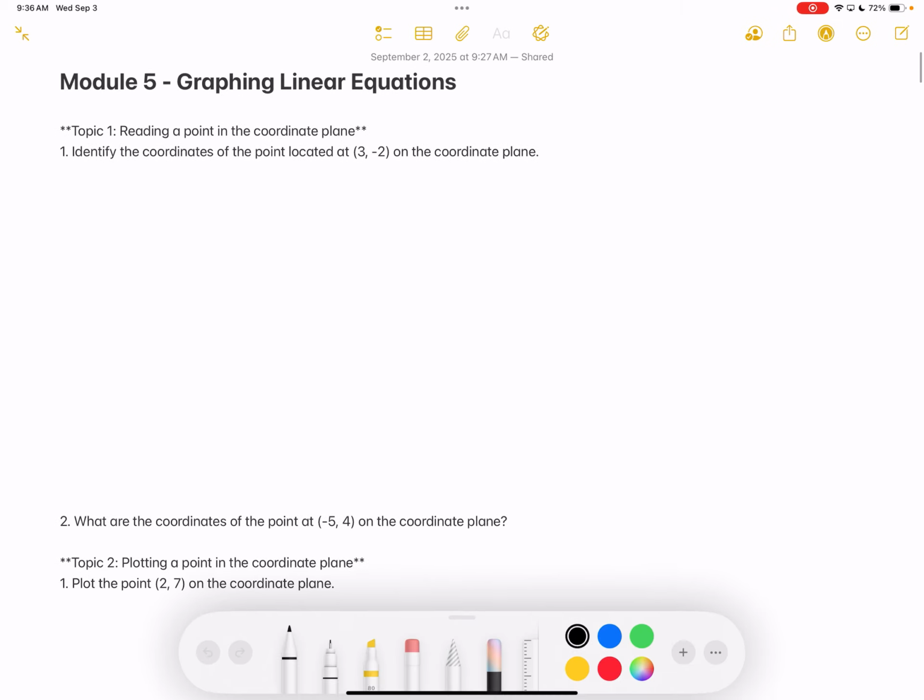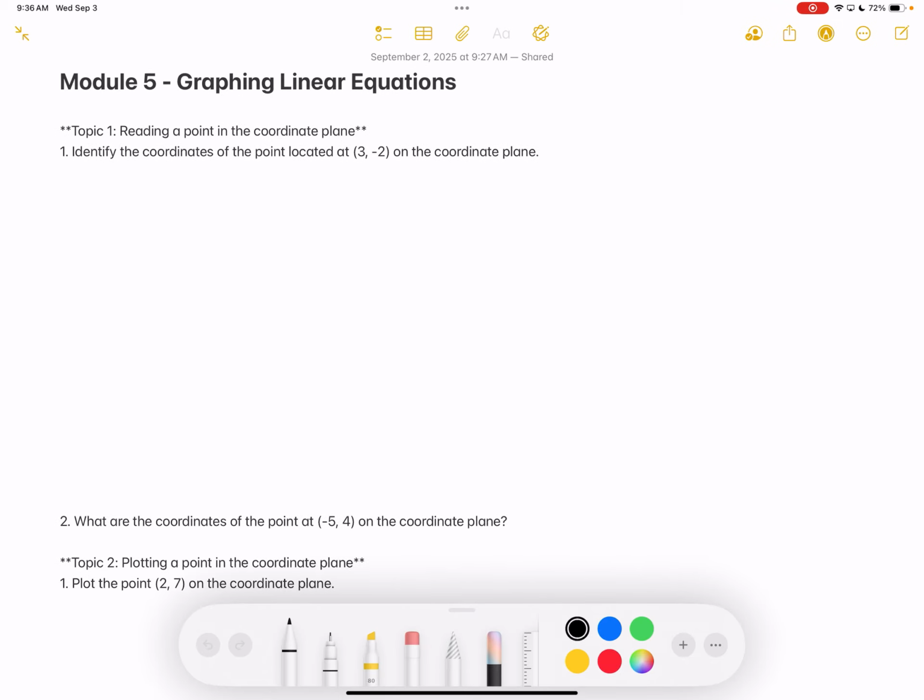All right, graphing linear equations. Identify the coordinates. So the first one really just starts you out with giving you a problem to read.